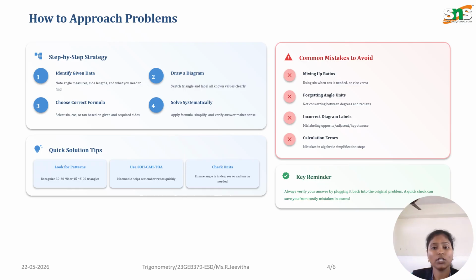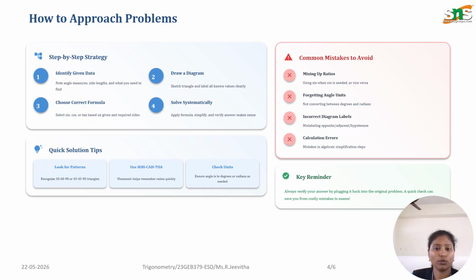Look at your sketch. If the question gives you the ground distance, adjacent, and asks for the height, opposite, look back at our friend. Which one links opposite and adjacent? Yes. TOA, tangent, that's how you pick your formula. Step four, solve systematically. Plug in your values from our table, do the simple manipulation and division, and quickly verify your units. If you follow these four steps like a checklist, you will never get lost in a problem.